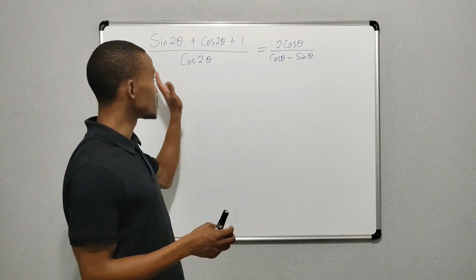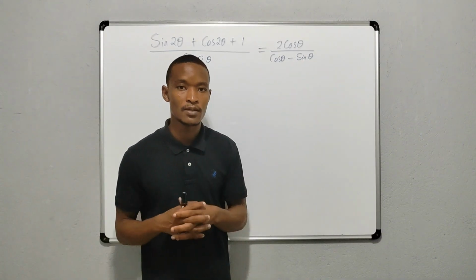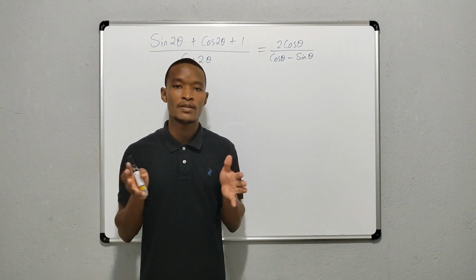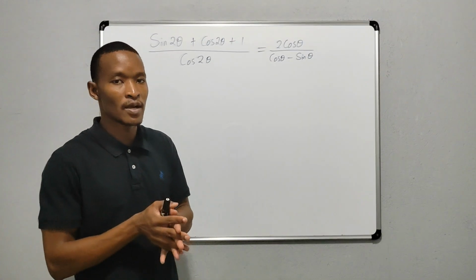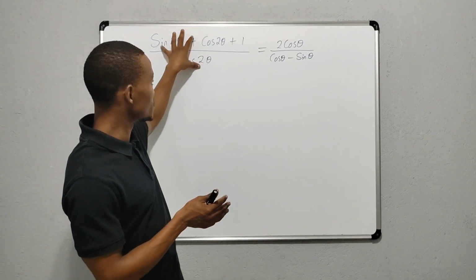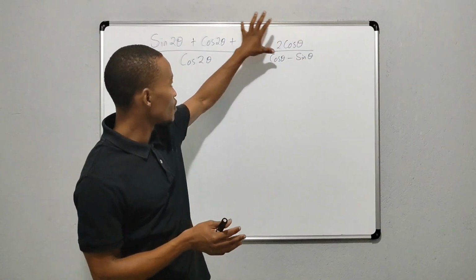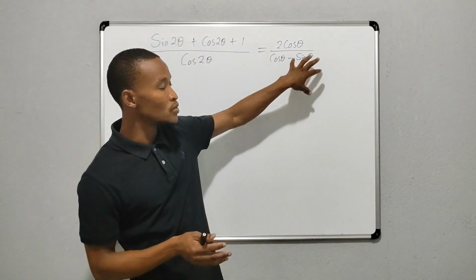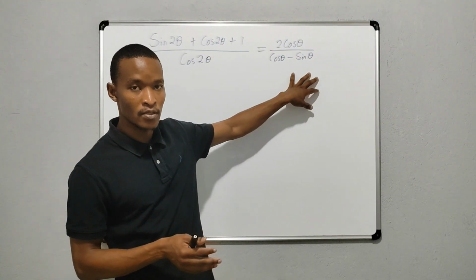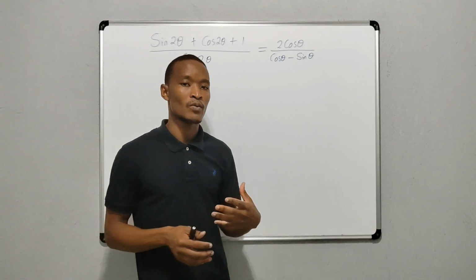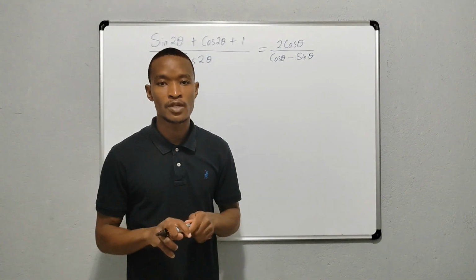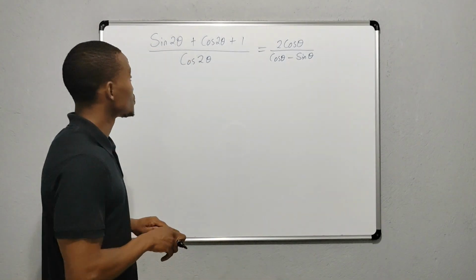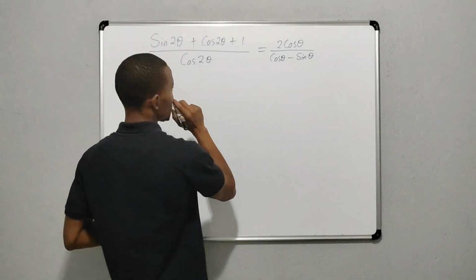Is that you'll always be given a complex identity, okay? And you must end up with obviously a simpler type of expression. So you always go from difficult to easy, or from complex to simple, all right? Not the other way around. Otherwise it becomes heavy for the mind and you will tend to give up on that particular question, all right? So let us see what's going on here.